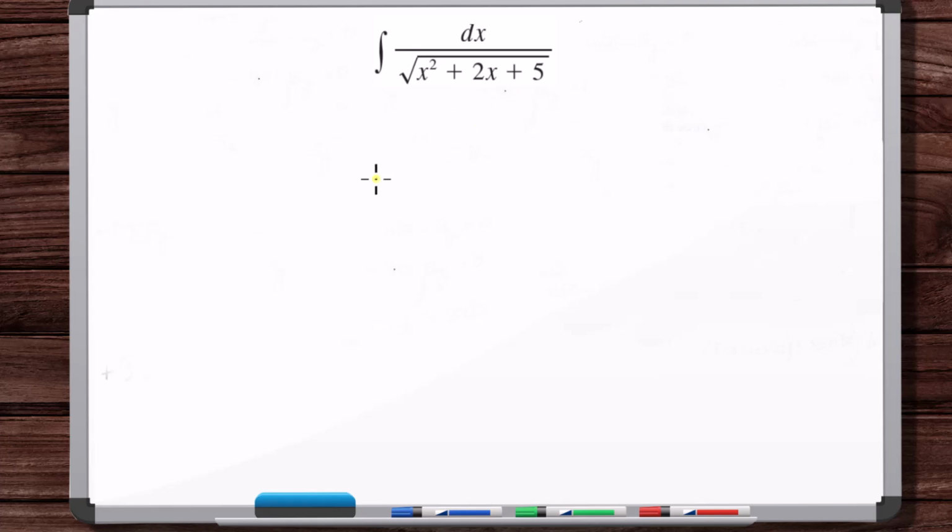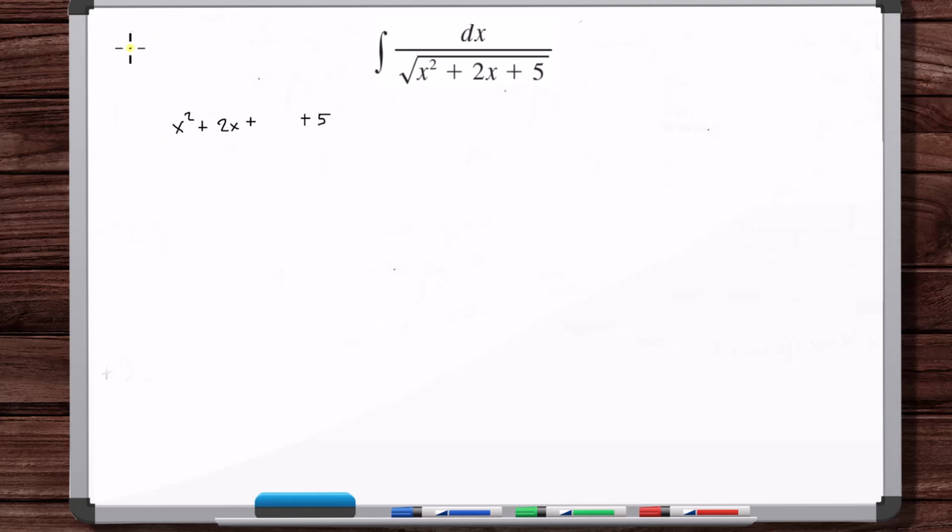Well, what we can do is use completing the square to put this into a form that we can use a trig substitution with. So what we're going to do is, we have x squared plus 2x plus, leave a space. Now we want to make this a perfect square trinomial. We want to put a term here that makes this a perfect square trinomial.